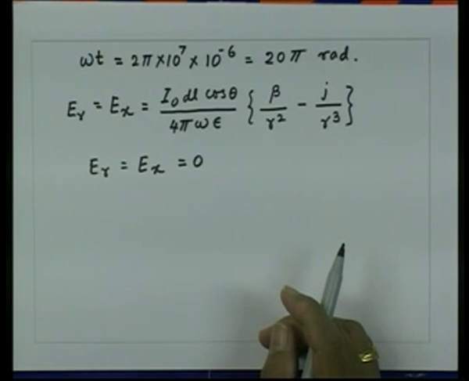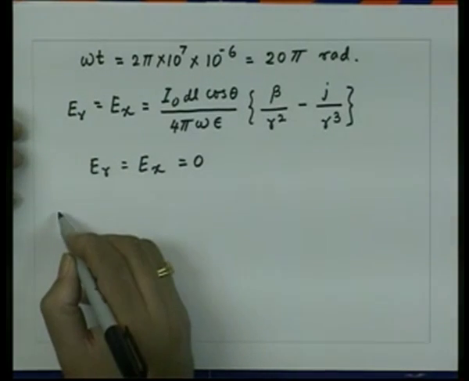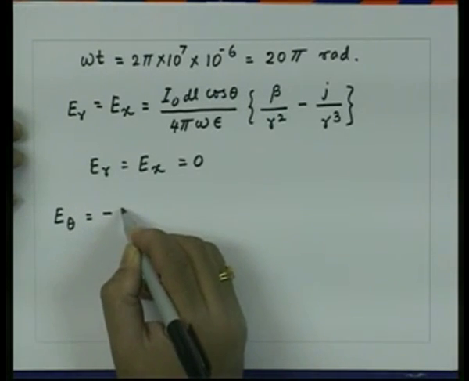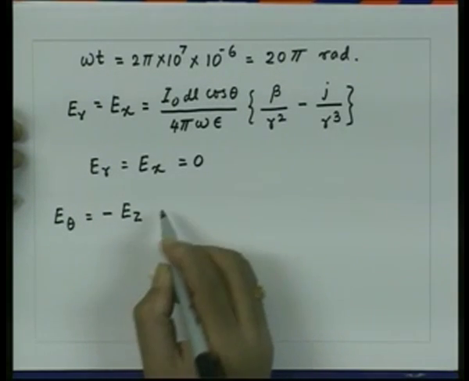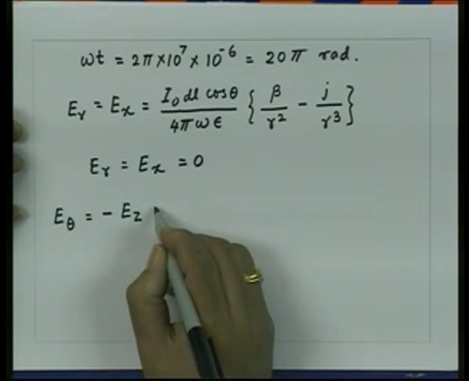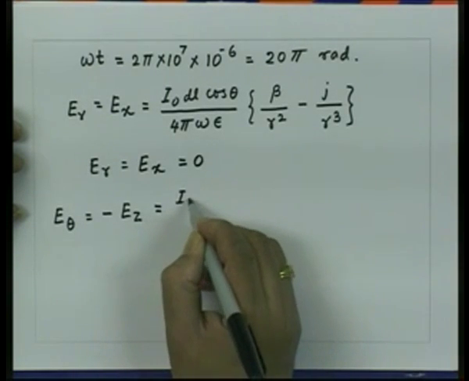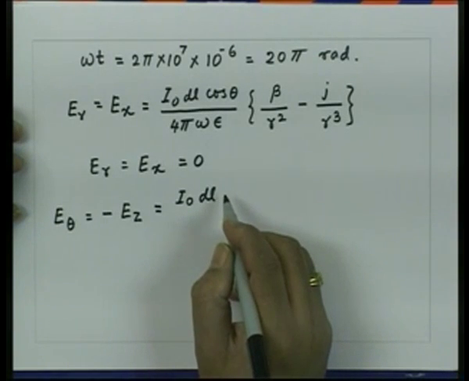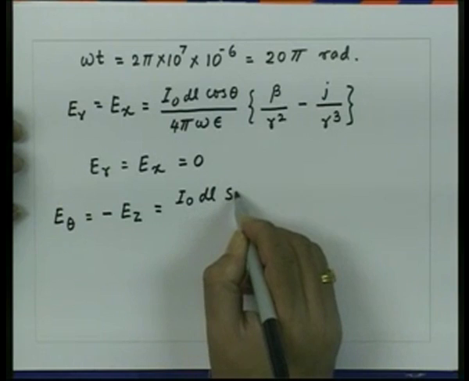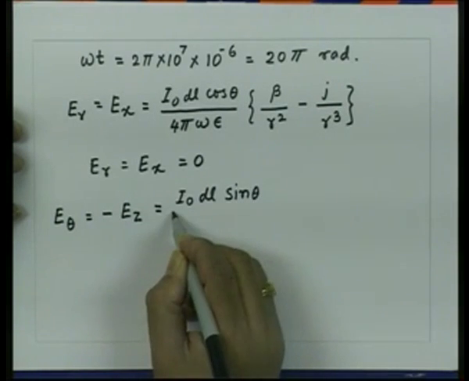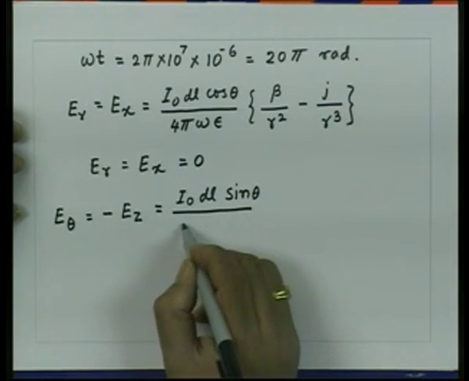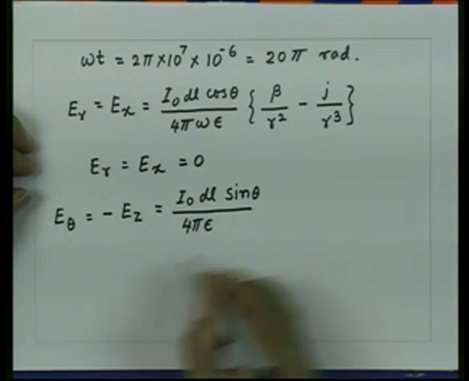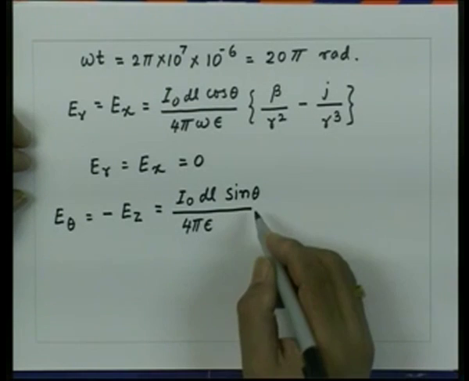The theta component for the electric field, E theta, which is same as minus E z, is equal to I 0 into dl into sin theta upon 4 pi epsilon, and we want to find out now the electric field at some instant of time.